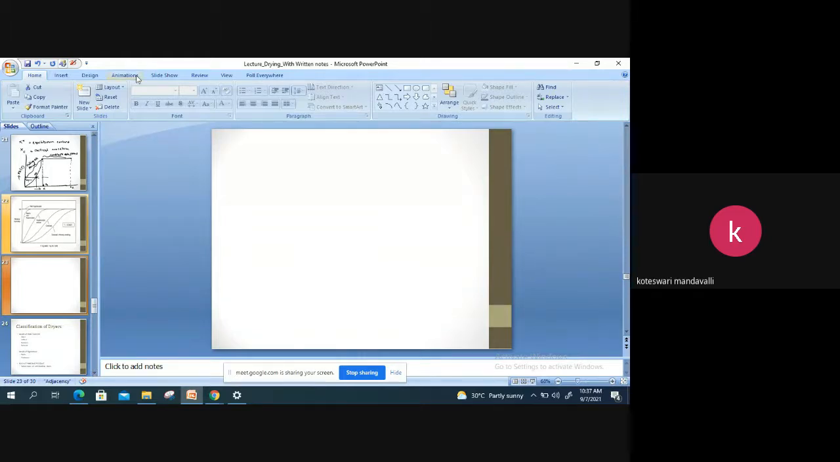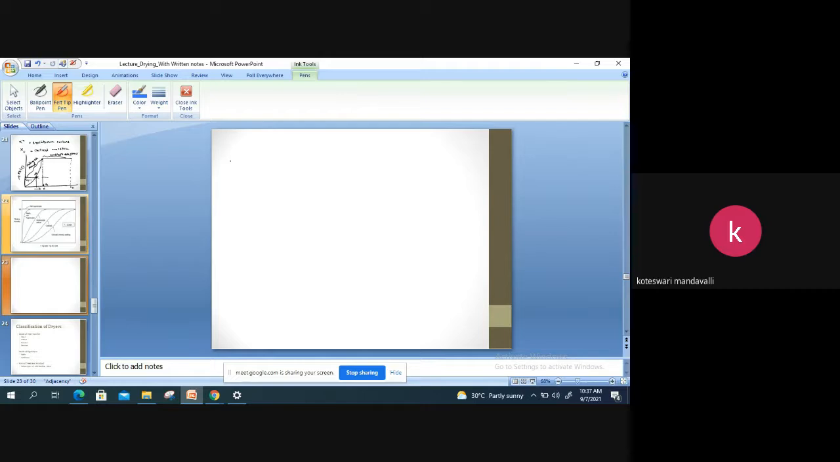So we also saw some important calculations like moisture content on wet basis and moisture content on dry basis. So like this, we have seen some calculations and drying rate. So today we are going to discuss the important topic like the rate curve, and then we also derive.